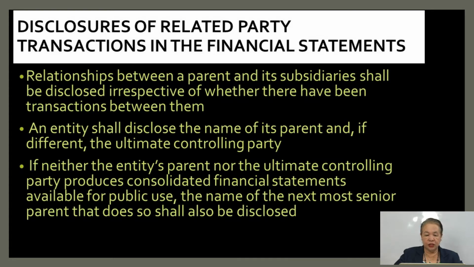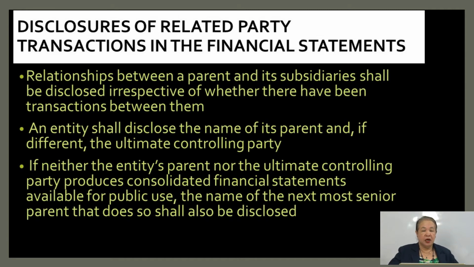There should be disclosure. The relationships between a parent and its subsidiaries shall be disclosed, irrespective of whether there have been transactions between them. So whether or not there are transactions between related parties, the relationship of the parent and the subsidiary should be disclosed. An entity shall disclose the name of its parent and, if different, the ultimate controlling party. If neither the entity's parent nor the ultimate controlling party produces consolidated financial statements available for public use, the name of the next most senior parent that does so shall also be disclosed.